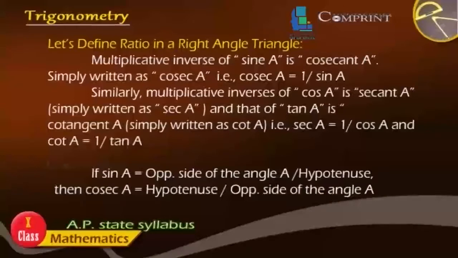Multiplicative inverse of sin A is cosecant A, simply written as cosec A, that is, cosec A is equal to 1 by sin A. Similarly, multiplicative inverse of cos A is secant A, simply written as sec A, and that of tan A is cotangent A, simply written as cot A. That is, sec A is equal to 1 by cos A and cot A is equal to 1 by tan A. If sin A is equal to opposite side of the angle A by hypotenuse, then cosec A is equal to hypotenuse by opposite side of the angle A.